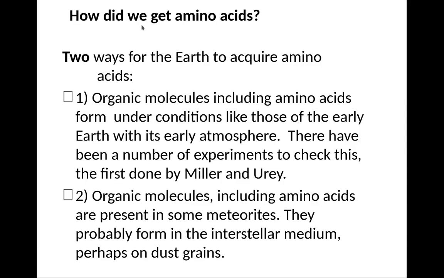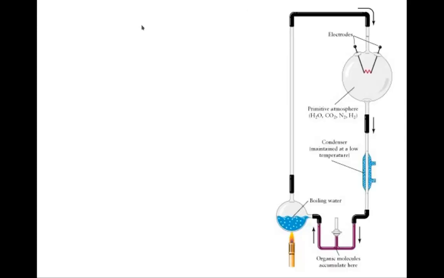The first way is that the molecules can form under conditions very much like the early Earth. There have been a number of experiments to show this, including experiments by Miller and Urey. The other way is to get these molecules from outer space. Organic molecules, including amino acids, are present in some meteorites. They're probably formed in the interstellar medium, probably on dust grains.